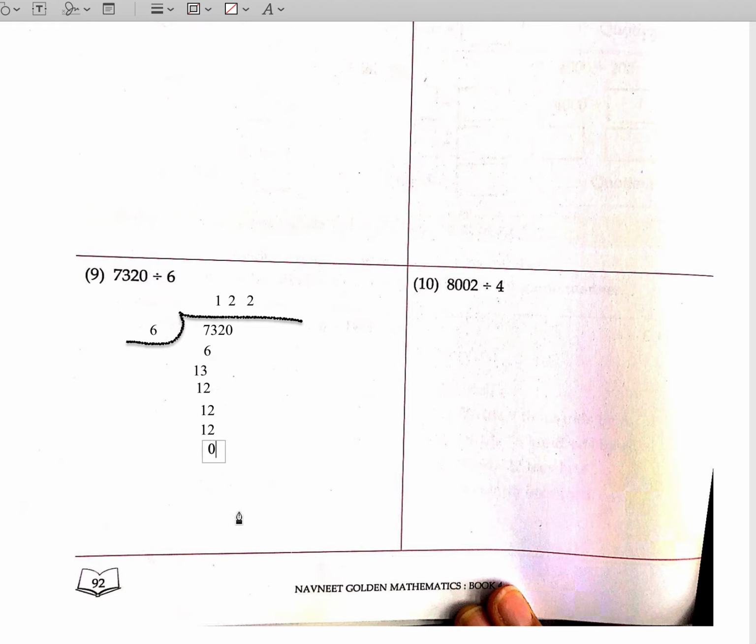and then we bring another 0 down, and so that does not count, so it's just 0. And then 6 into what is equal to 0? 6 into 0 is equal to 0. So we'll write 0 up. So the answer is 1220, and the remainder is 0. So that makes 7320 exactly divisible by 6.